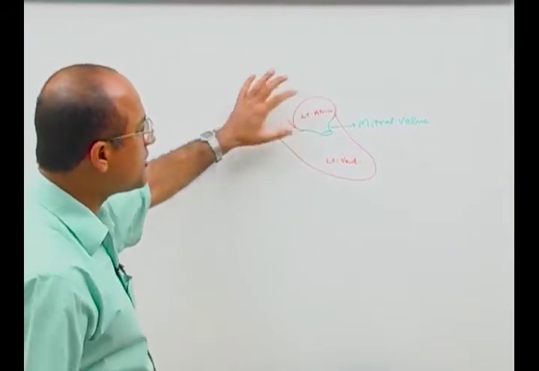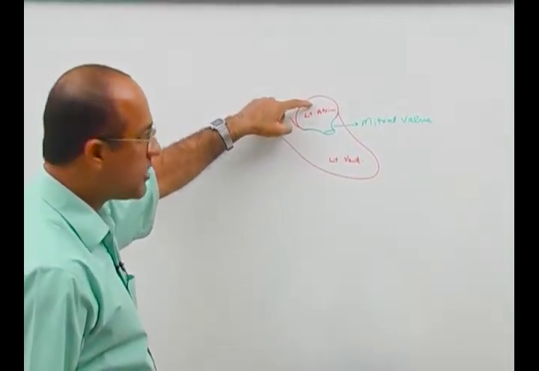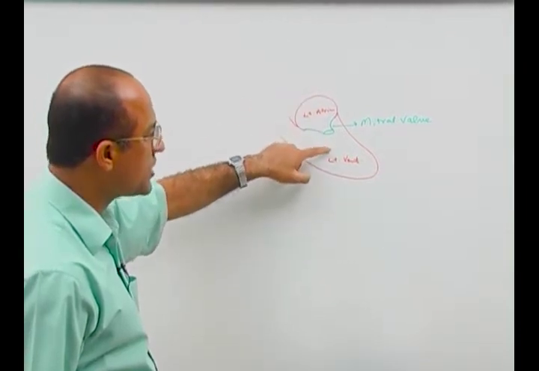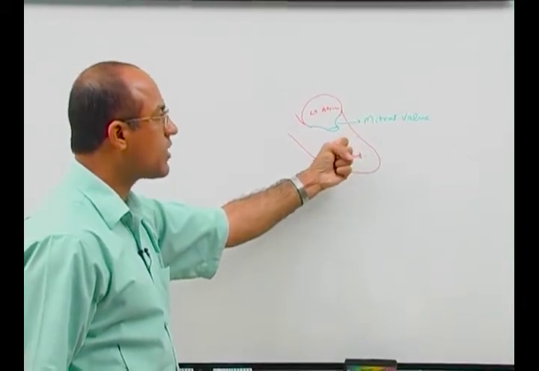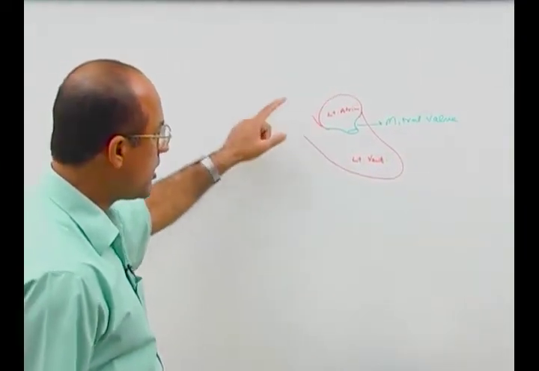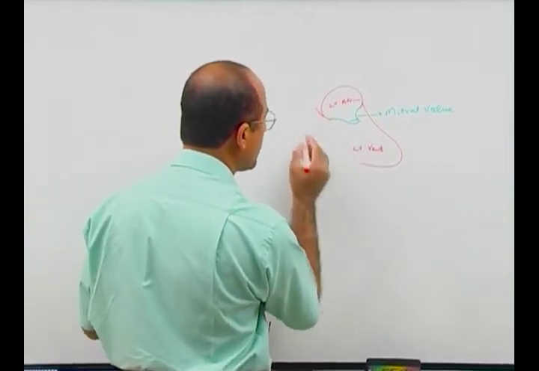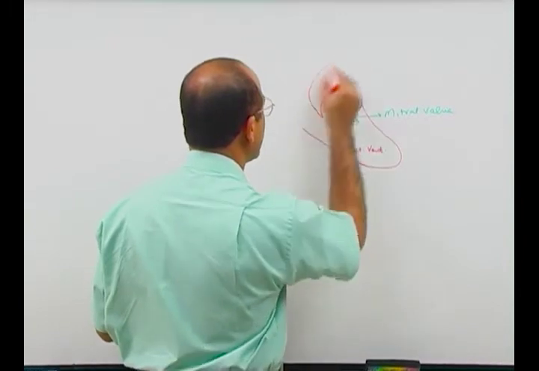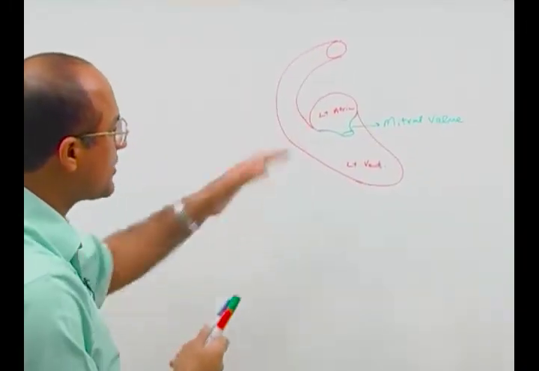So on the left side of the heart, blood is initially received in the left atrium. From the left atrium, blood goes to the left ventricle through the mitral valve, and when the left ventricle contracts, it pushes the blood into the aorta, not the pulmonary artery. It pushes the blood into the aorta, right? So this is the left side of the heart.